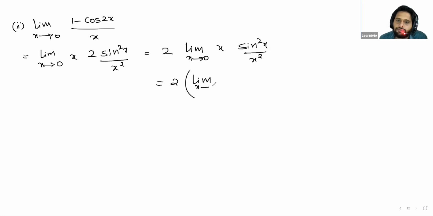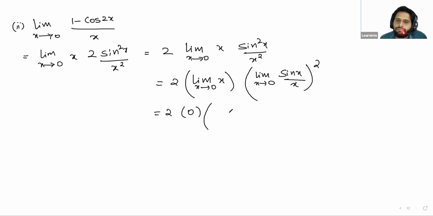एक हम यहाँ put कर देंगे limit x tends to 0 x, एक लिमिट हम यहाँ पुट कर देंगे, ठीक है, ये स्क्वायर है, सो लिमिट x टेंड्स टू 0 sin x by x square. Okay, so this is 2, this is 0, and this is 1 square, so this will give us 0. Okay, Push, sorry, no mind number, this clear?